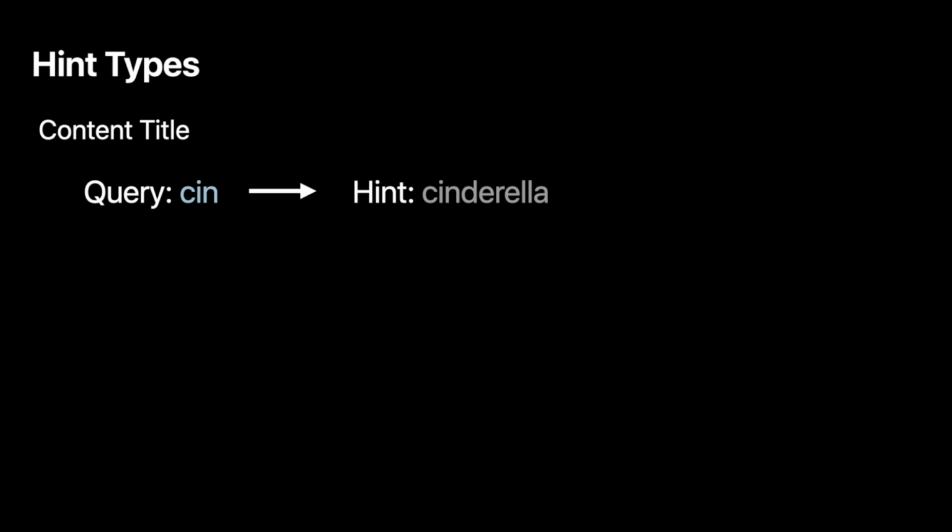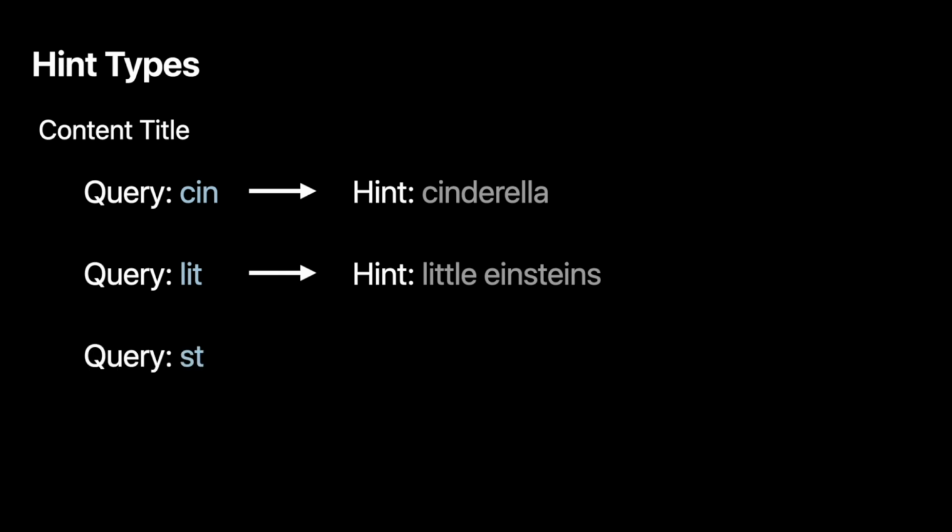For video search, we offer several types of hints. For example, content title hints. These hints point to specific movies, TV shows, or movie series. Here are some query examples. For the query CIN, the hint Cinderella points to a movie. For the query LIT, the hint Little Einsteins points to a TV show. And for the query ST, the hint Star Wars does not point to a specific movie, but to the Star Wars franchise.